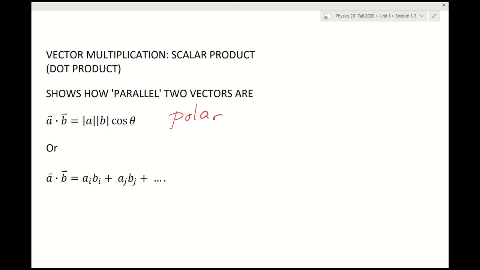In a perfect situation, two vectors that are completely parallel will have a positive value. Two vectors that are completely anti-parallel would have a negative dot product. Two vectors that are perpendicular are completely not parallel. They're perpendicular, and so they would have a zero dot product.